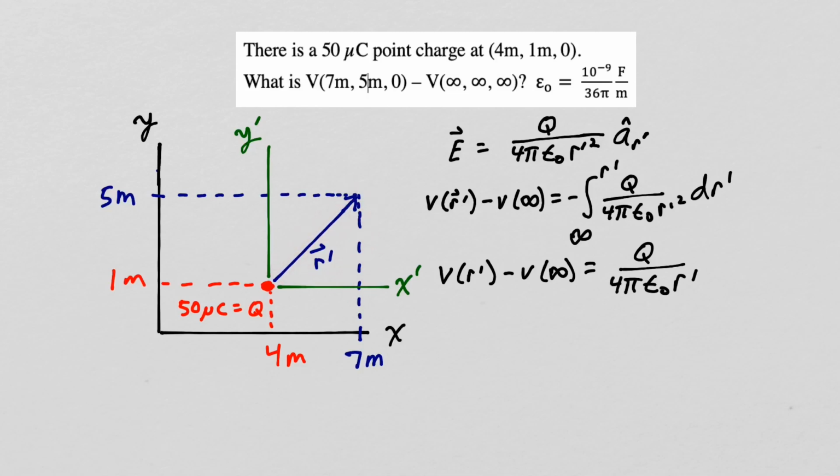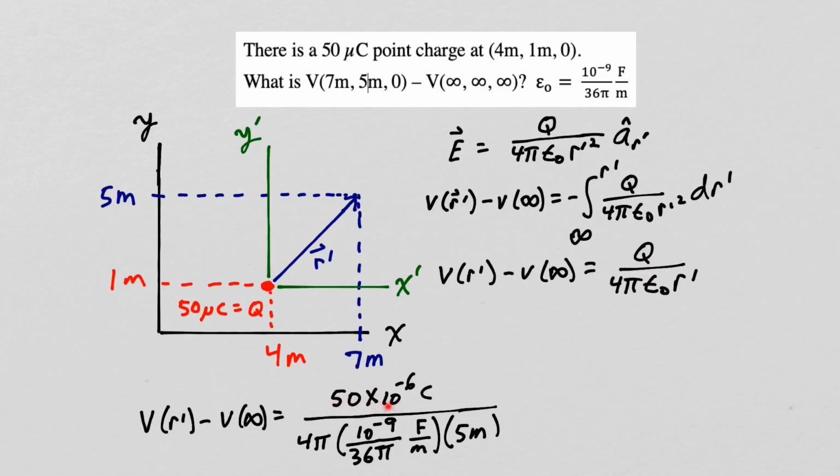Substitute for Q, 50 times 10 to the minus 6 coulombs. Substitute for epsilon sub 0 and 5 meters for r prime. So 50 over 5 will leave us a 10 in the numerator. Our meters here cancel. 4 pi over 36 pi will leave us with a 9. And that becomes 9 times 10 to the 4th coulombs per farad. A farad is a coulomb per volt. So this becomes 9 times 10 to the 4th volts.